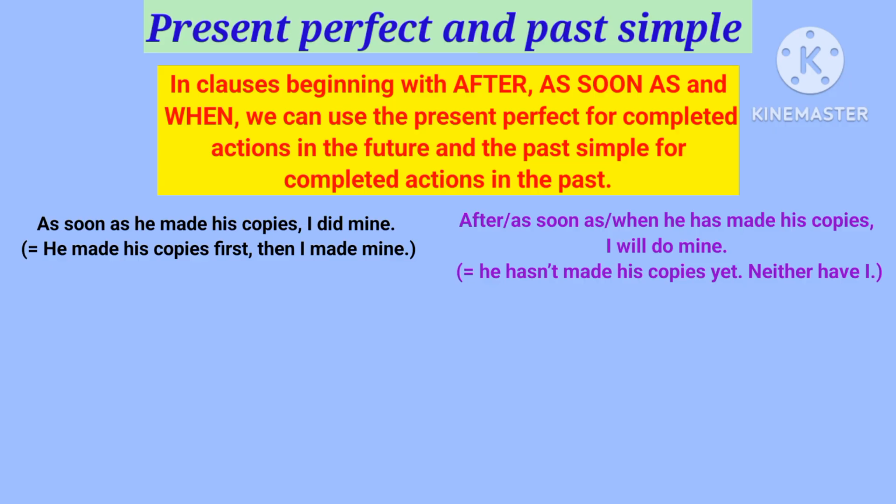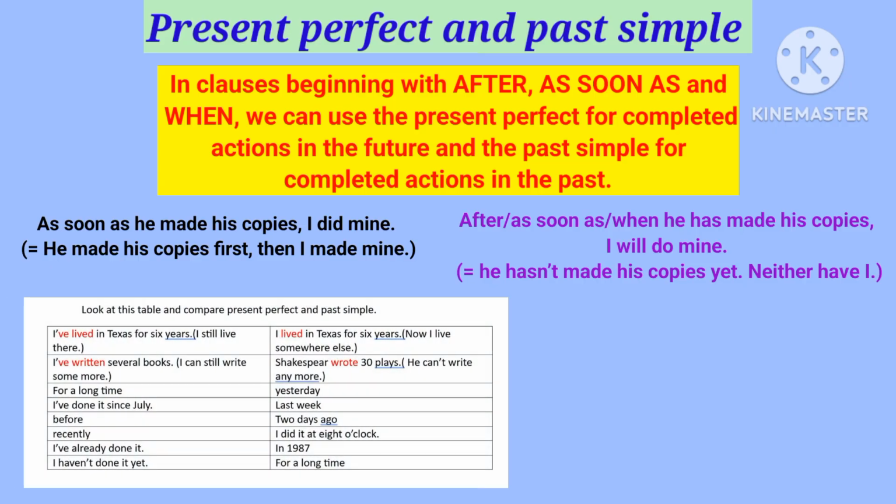Look at this table and compare present perfect simple and past simple. I've lived in Texas for 6 years, so it means I still live there. I lived in Texas for 6 years. Now I live somewhere else. I've written several books. It means I can still write some more. Shakespeare wrote 30 plays. He can't write anymore.